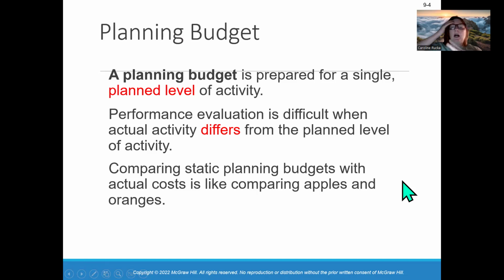Okay, so our planning budget. This is prepared for a single planned level of activity. Okay, it's difficult to assess differences between different levels of activity using this. So you're comparing these static planning budgets with actual costs, and it's not a good comparison. It's more simplified than what we did in the last chapter. This is looking at your differences.